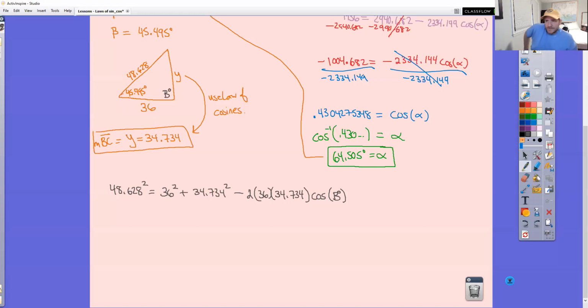Okay, I'm back. And I wrote a new program for solving this type of equation. So let's run it. Enter the 48.628. Enter the 36. Enter the 34.734. According to my program, the measure of angle B is going to be 86.842. Okay, and I'd love to say we're done, but we're not.